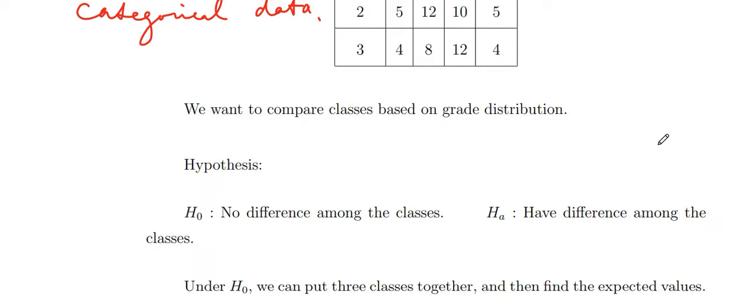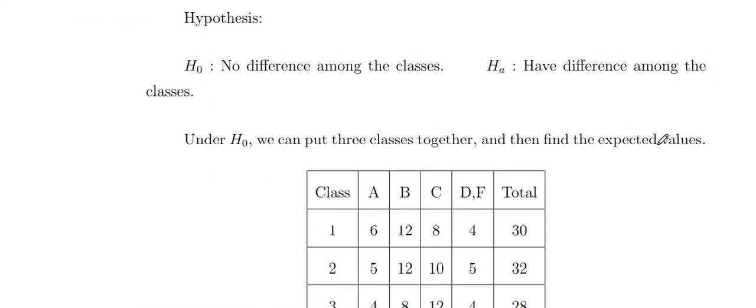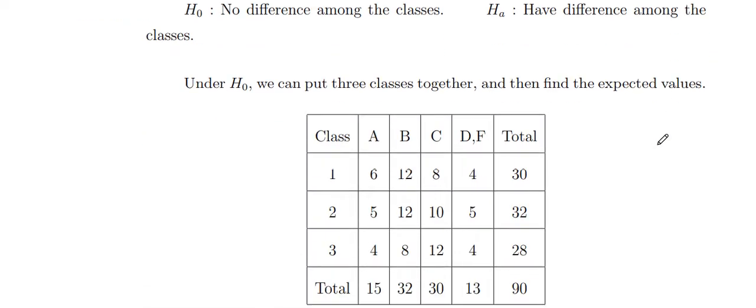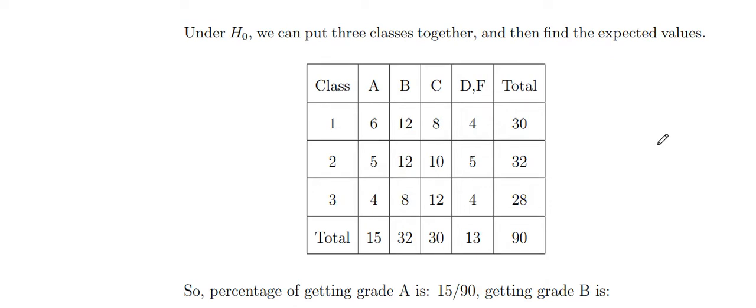On H0, if we believe there is no difference, then we can put these three classes together. We can regard the three classes as one class, right? So in this class, totally we have a number of students. Then we have so many A, so many B, so many C, so many D or F.